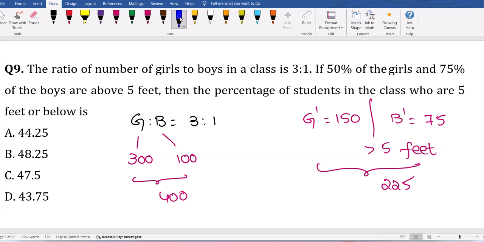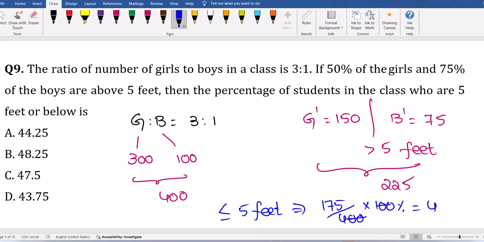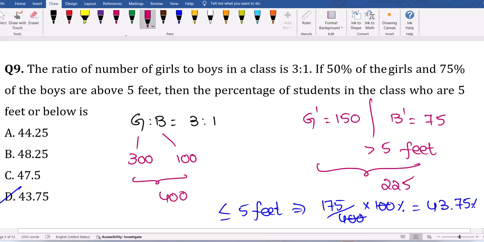So 175 are 5 feet or less. What is that percentage? Less than or equal to 5 feet is 175 out of the total 400, into 100. So this is 175 divided by 4, which is 43.75. The 43.75 percentage is your answer. Option D, 43.75 percentage.